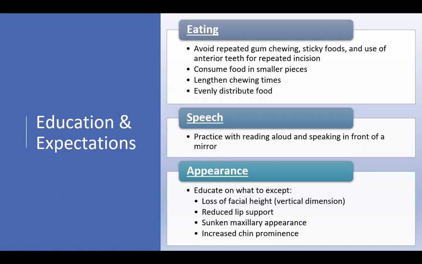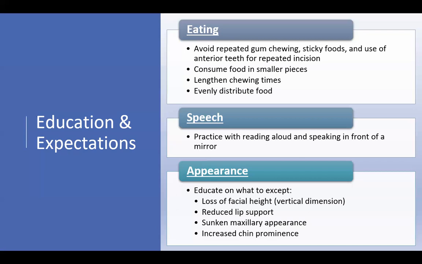Consume food in smaller pieces. So kind of educating them on how to transition from the style of food that they've been used to eating: eating slower, taking smaller bites, lengthening the chewing time, and then evenly distributing the food throughout their mouth so that they don't have just one big chunk of food on one side, because that could dislodge their denture and make it rock, which is really uncomfortable for them.